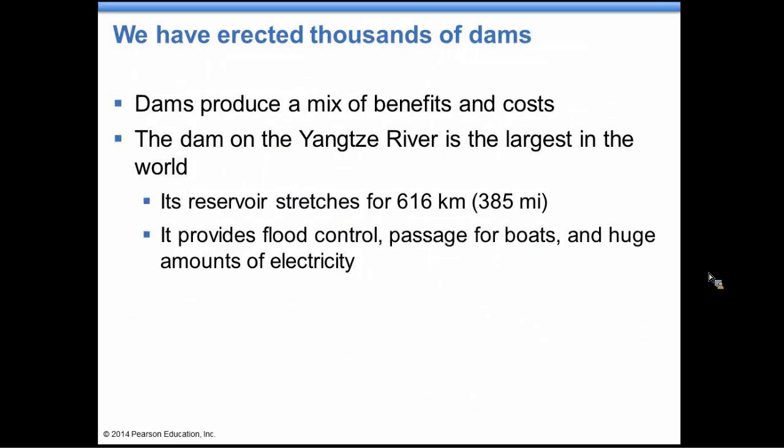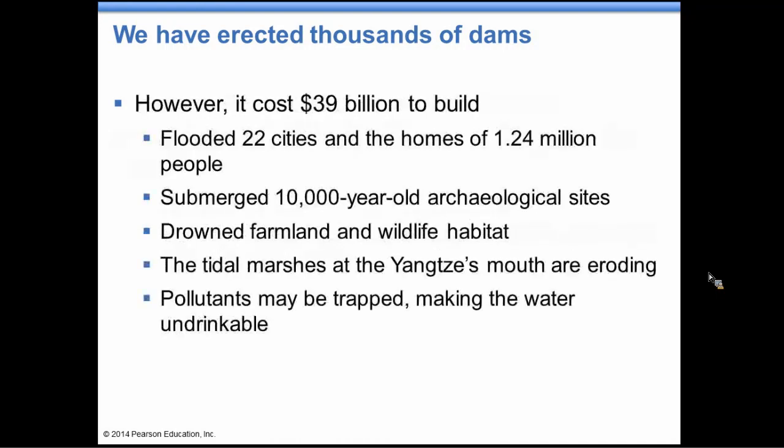The dam on the Yangtze River, for example, is the largest in the world, and its reservoir stretches for 385 miles, and it provides flood control, passage, and a huge amount of electricity. However, it did cost $40 billion to build. It flooded 22 cities and the homes of 1.24 million people, and it submerged 10,000-year-old archaeological sites, drowned farmland, and wildlife habitat. The tidal marshes at the Yangtze's mouth are now eroding, and pollutants may be trapped. It's a large reservoir, so any pollutant that contaminates the water could potentially contaminate a very large amount of water.